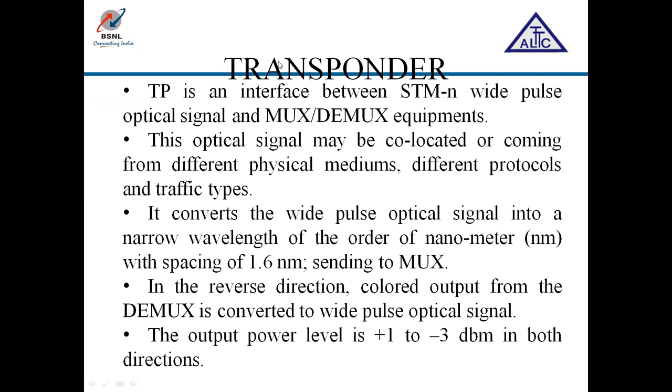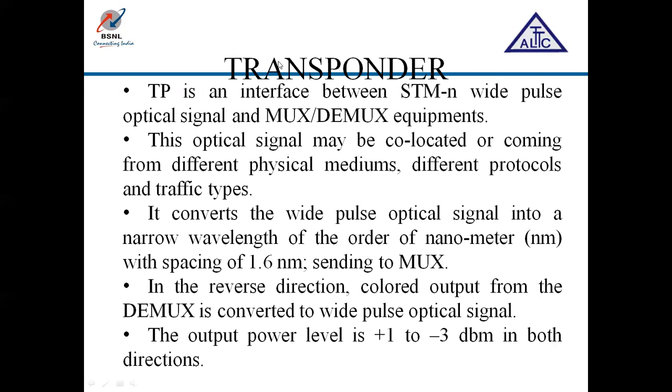Transponder is the interface between the STM system. STM means STM 1, 4, 16, 64, whatever you are using, or a combination of these. It takes the wideband short-reach signal from the client equipment. This short-reach signal may be co-located or coming from different physical mediums. These STMs may be at the same station, or from some other different station.